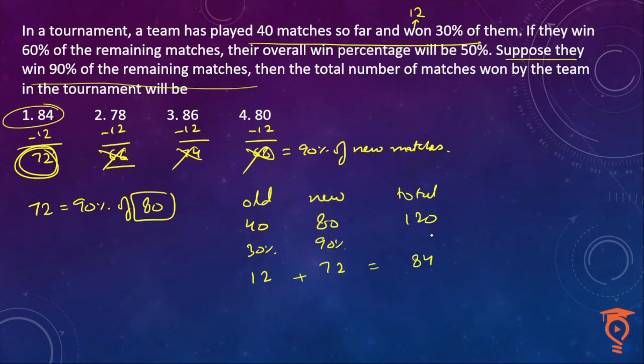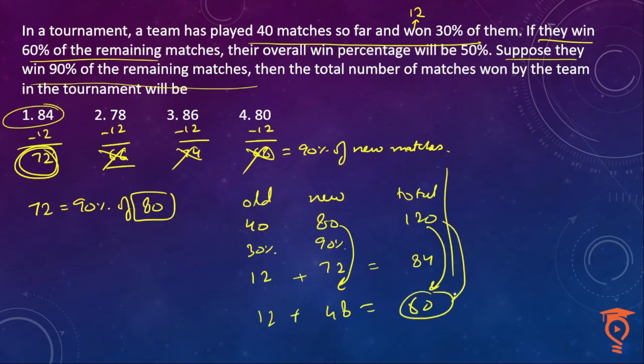You could also have checked this thing, that if they win 60% of the remaining matches, then they would get the number 60, which is 50% of all the matches. So every which way this is working out. So this was my way of solving the question without actually solving the question and finding out the right option.